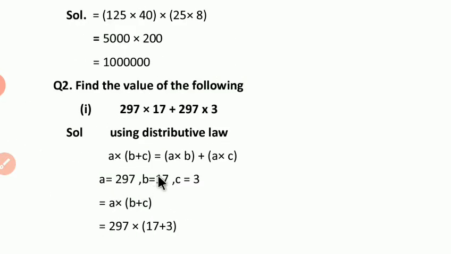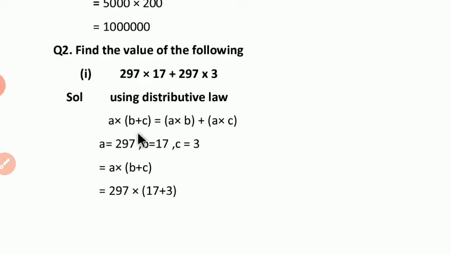Now question number 2. Find the value of the following. In this question we have to use the law which we have studied, that distributive law of multiplication over addition. So using distributive law, A into B plus C is equal to A into B plus A into C. First we will see that this question is given in the form of A into B plus A into C. So the first work is to compare the given question with the distributive law. Here you can see A is common, A is repeating 2 times. It means the number which is repeating 2 times, it is the value of A.